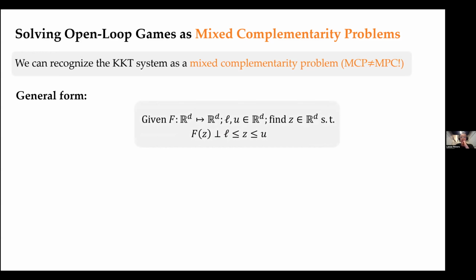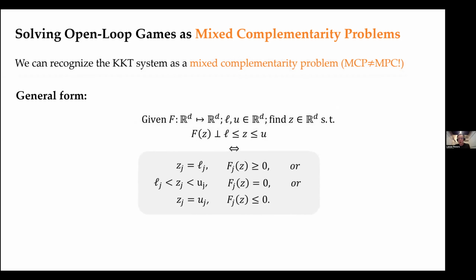So in general, in a mixed complementarity problem, we are given a function f mapping from R^d to R^d, then a vector of lower bounds L and upper bounds U in the same space, so also in R^d, and then we are tasked to find z in R^d so that f evaluated at z complements z between the bounds. And that's just very compact notation for the following requirement. For each output of f, we want that one of the three conditions holds. So j here is the index of the output, running from 1 to d.